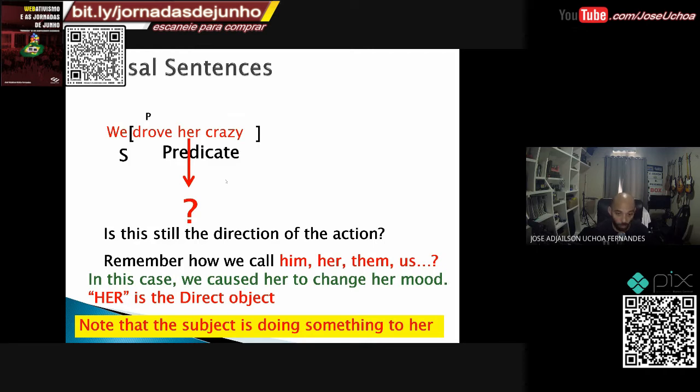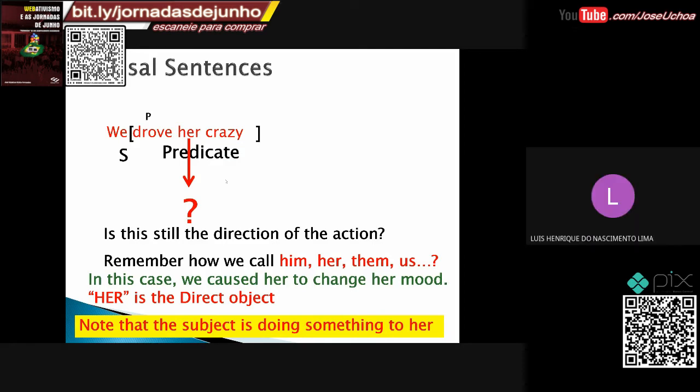So these pronouns, him, her, them, us, are called objective pronouns because they behave in a way that they can be either the direct or the indirect object in a sentence. Okay? Any questions so far? Tá tudo bem, gente? Sim. You're all right. Okay.